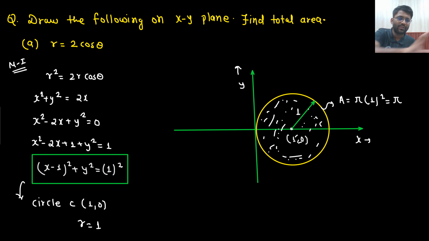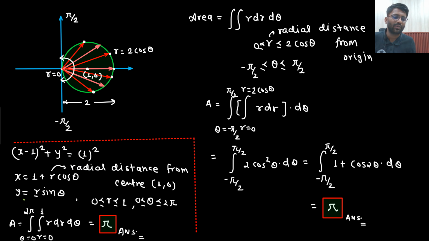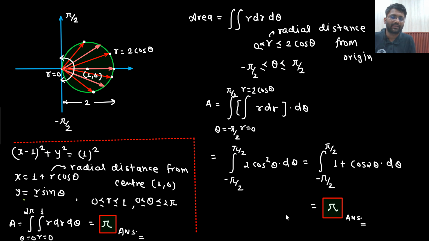So r equals 2 cos theta, multiply with r on both sides, you will get a good enough circle, and you can find out the area. But if I am asking you these kind of questions, then you will be struggling. So what we did, r equals 2 cos theta, let's try drawing r with respect to theta. Theta is the angle made with the positive x-axis in the anti-clockwise direction. R is the radial distance from the origin. So we drew this particular circle.